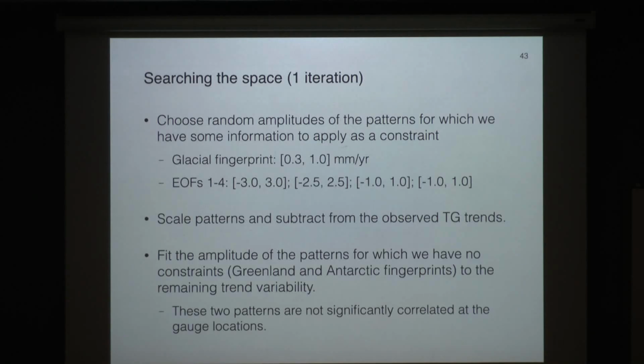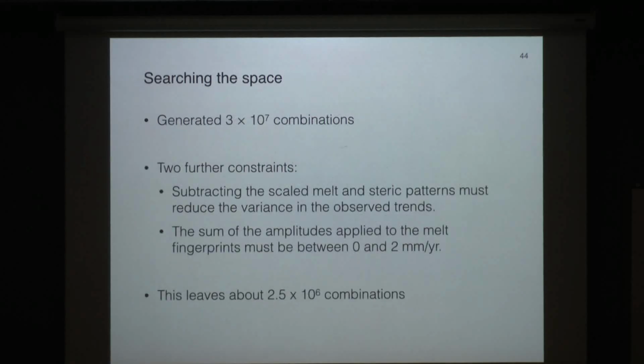So the maximum amplitude or absolute value for the first one was about 3, about 2.5, and a little less than 1 for these as well. So then I scaled the patterns by these random amplitudes and subtracted them from the observed trends. Then I fit the amplitudes for which we have no constraints. I don't have any idea of a range to give to these Greenland and Antarctic patterns, so I just fit them after removing that. And that's okay because these two patterns actually are not significantly correlated at those locations, just the two of them.